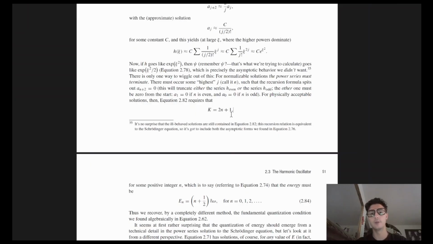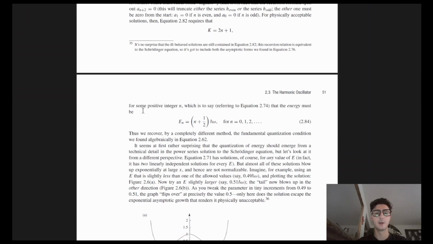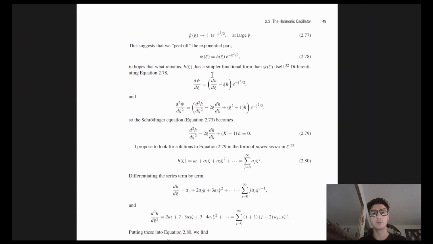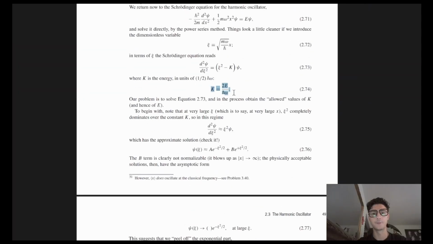K is equal to 2n plus 1, which looks very similar to the energies from the harmonic oscillator from the previous section, the raising and lowering operators. For some positive integer n, which is to say, referring to equation 2.74, that the energy must be this. So we replace K with what we saw K was before when we introduced K here.